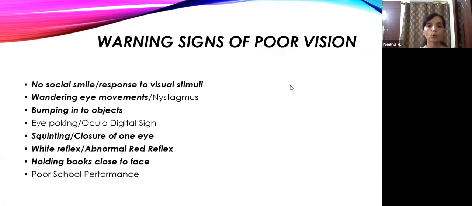So these would be the warning signs of poor vision: absence of social smile, not responding to visual stimuli, bumping into objects, poking eyes, or closure of one eye in bright light, presence of an abnormal red reflex or a white reflex, holding books close to the face, or poor scholastic performance. So all these are signs of poor vision, and the child needs an ophthalmic examination.